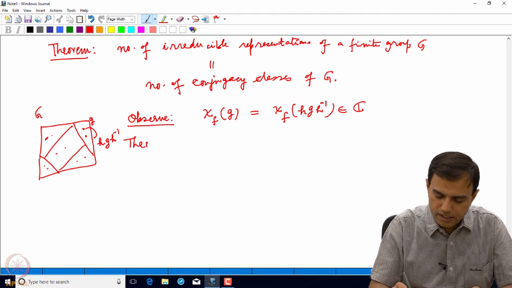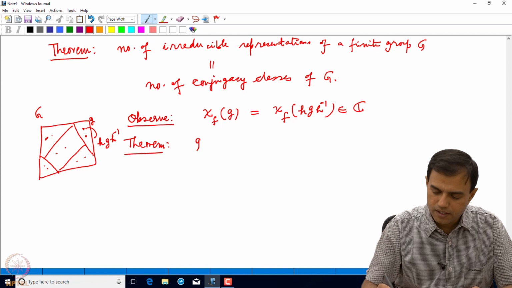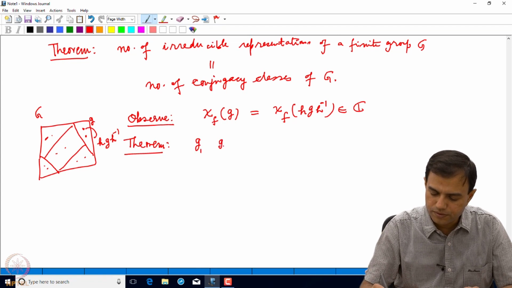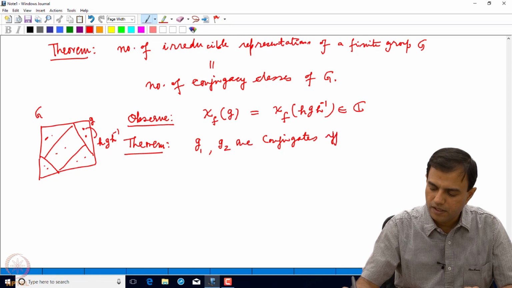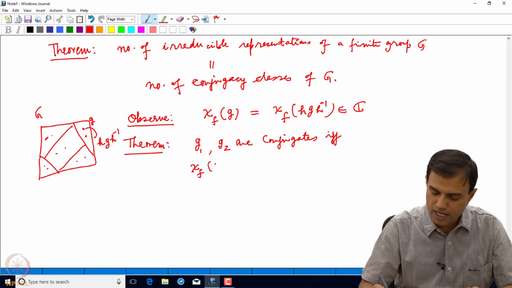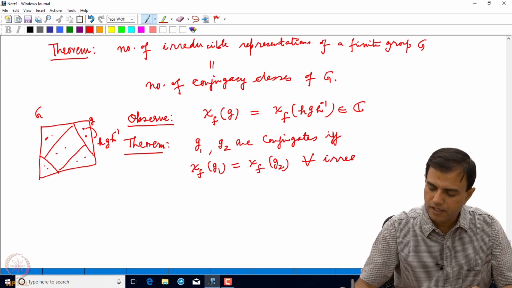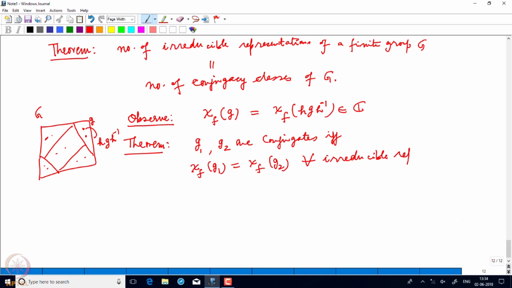Now the theorem is that two elements g1 and g2 are conjugate to each other if and only if chi F(g1) is the same as chi F(g2) for every irreducible representation F. So if for all irreducible characters you have the same value on these two elements g1 and g2, then they have to be conjugates. So one can think of what is called a character table.